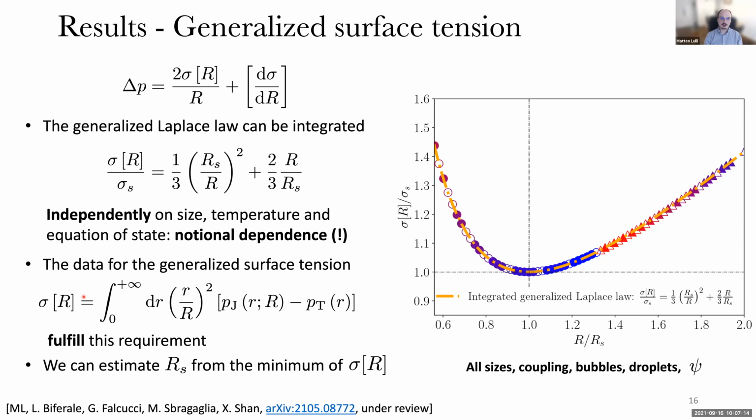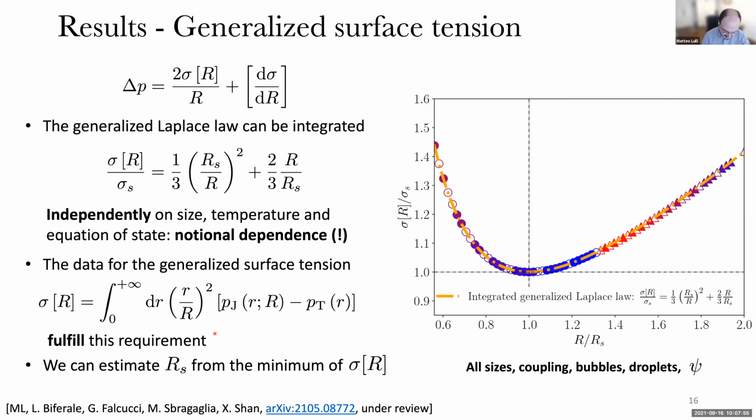Very good. So now we can move on to the generalized surface tension. Again, this is the generalized Laplace law. What we know is that we can actually integrate this equation in a dimensional form, as it is reported here. And what is interesting is that this integral doesn't depend on anything. It doesn't depend on the size, on the temperature, whether it's a bubble or a droplet, and so on. But this is pretty clear to understand because this is a notional dependence. However, it's a good check.